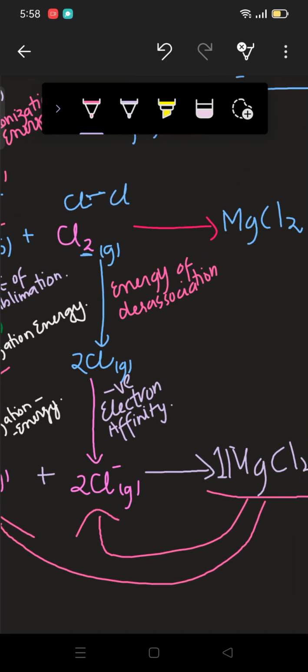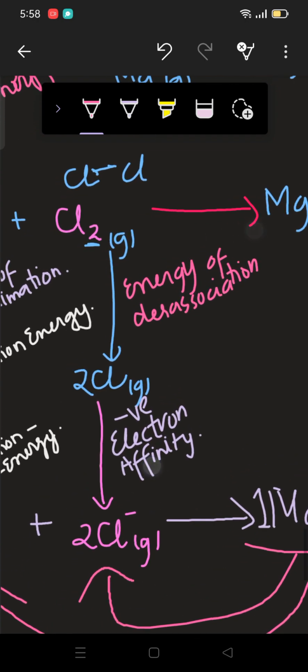Then chlorine is already in the gaseous form, but I need to break the bond between these 2 chlorine atoms. So in order to break the bond between these 2 atoms of chlorine, I have given the energy of dissociation, right? Now I have 2Cl in the gaseous form, but I don't want 2Cl, I need 2Cl minus in the gaseous form, right? In order to make it gain an electron, I know that the energy released when an electron is added to the valence shell of the gaseous atom is what we call the electron affinity. So electron affinity is released.